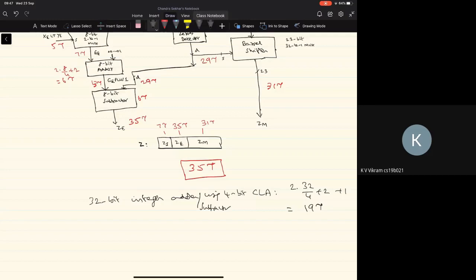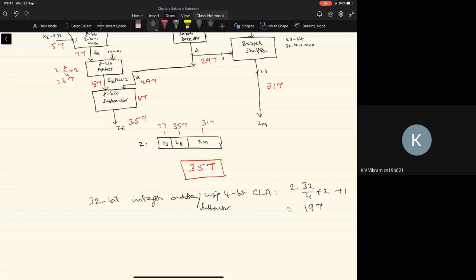Right. So now compared to the 19 tau it takes to perform the addition subtraction on the integers, we see that the delay of this floating point adder is about 35 tau, which is more or less double the time it takes for the integer addition operation, and it can be even more than that, depending on the fan-in specifications of the gates and also depending on how this priority encoder is designed.